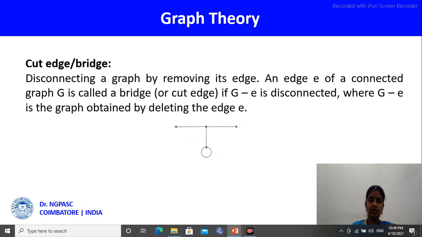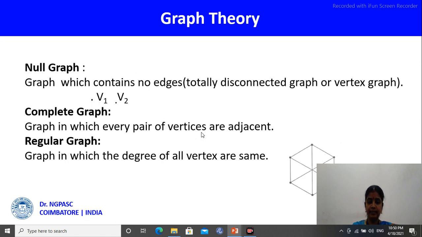Cut edge or bridge: disconnecting a graph by removing its edge. An edge E of a connected graph is called a bridge or cut edge if G minus E is disconnected. In this example, if we remove this vertical line, that is a bridge, the graph will become disconnected. So it is called a cut edge or bridge.